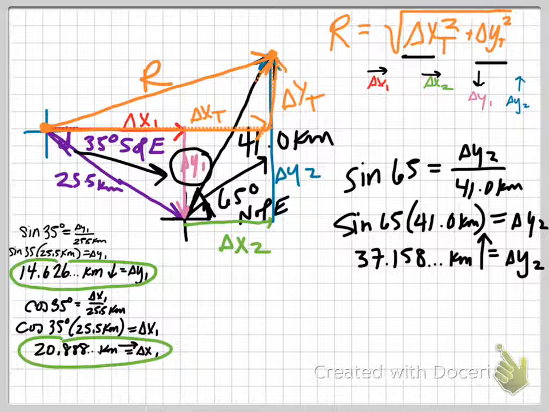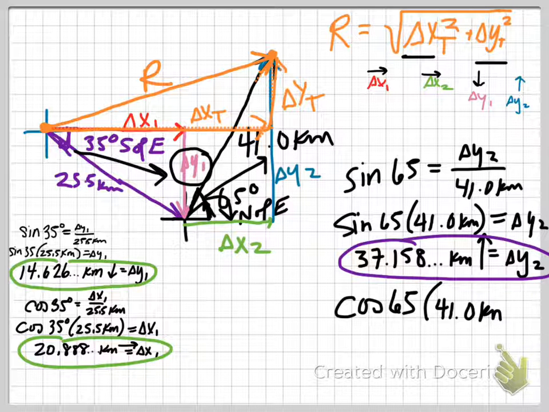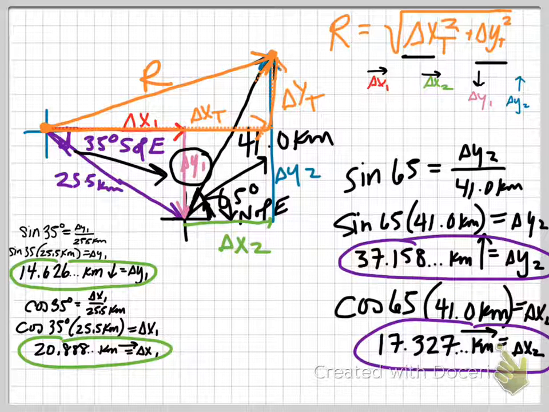Okay, so I've got a delta y2 of 37.158, etc., kilometers, and that's north, and I've put that arrow in to remind myself of that, and I'm going to circle this in some other color. So I've got my delta y2. Now we'll do the delta x. So cosine of 65, times my resultant 41.0 kilometers, is going to give me delta x2. Let's get a raw number. Okay, so I've got a delta x2 of 17.37 blah blah blah kilometers, and that's eastward. So both x displacements are eastward.